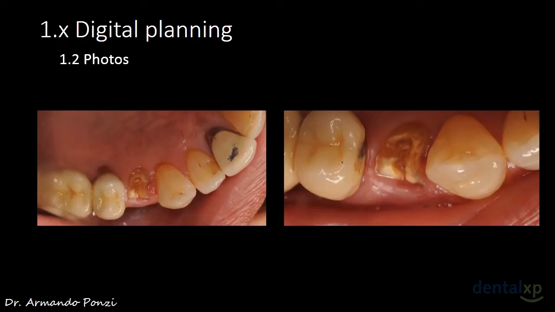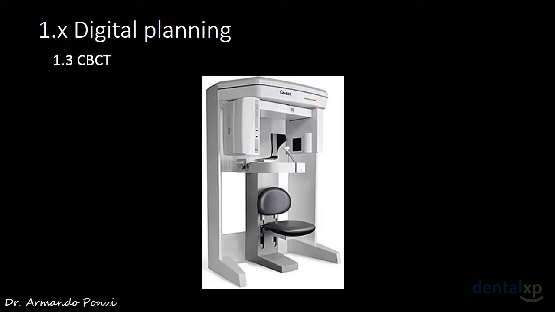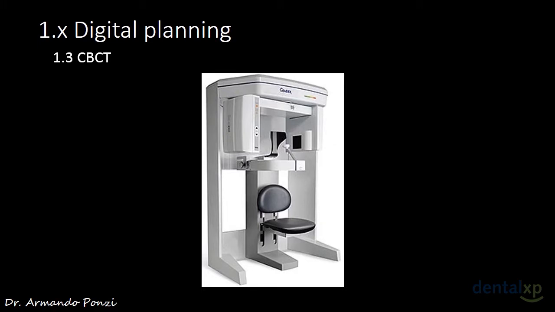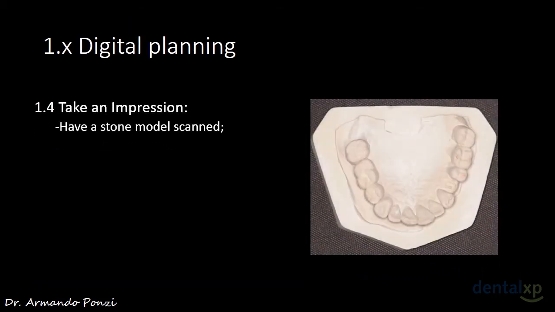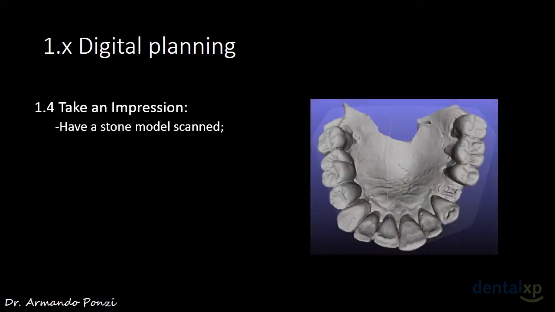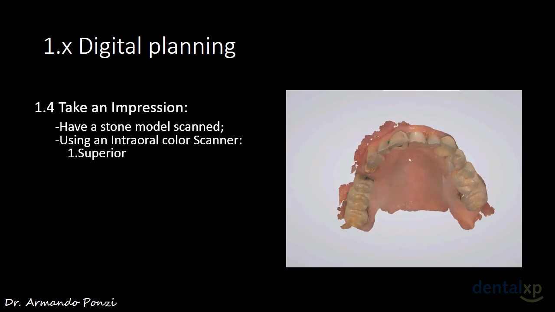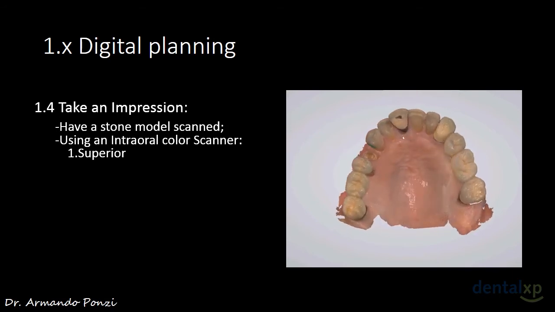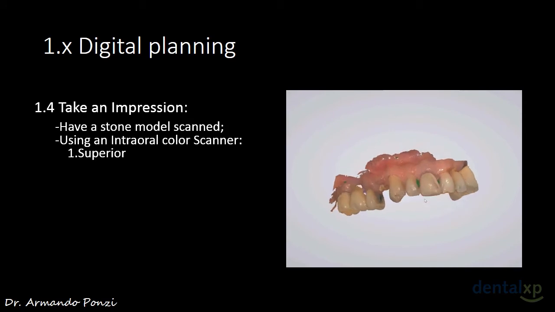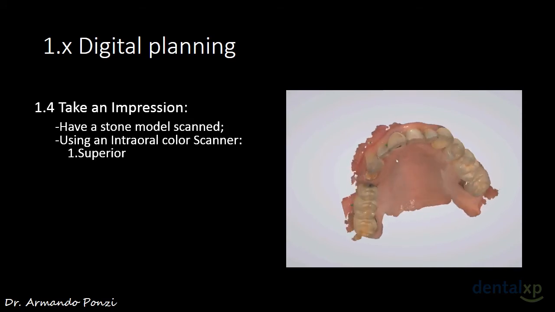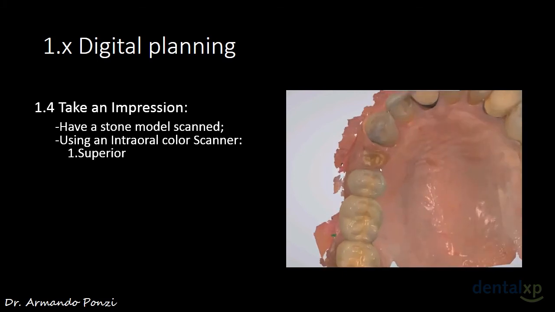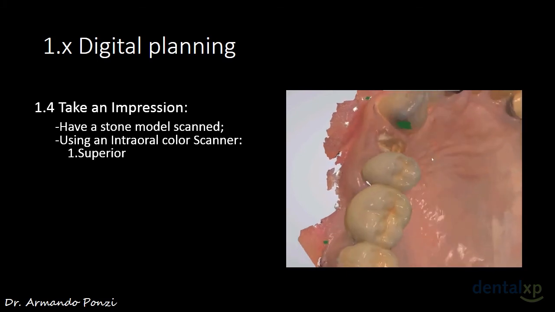We then have some photos of the case. An X-ray CBCT was taken for the initial study and for it to be included in the digital planning. Impressions can be taken in two ways: having a stone model scanned with an extraoral scanner or using an intraoral color scanner. We see here the resulting image of the superior scan, and this procedure allows us full details of the gingival margin in order to build the initial provisional.